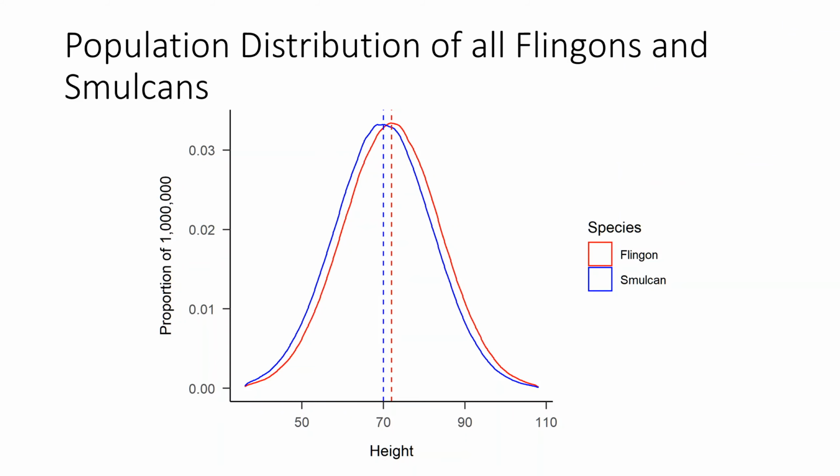We can actually visualize this with a graph. This is what's known as a density plot. We don't need to know too much about the technicality of what this plot is doing. All we really need to know is that where each curve is taller, that means there's more of each species around that height. Here we see the blue line, which represents Smolkans, peaks at 70 inches, and this is the mean height of all Smolkans. And then we see the red line peaks at 72 inches, and this is the mean height of all Klingons. The dashed lines, which again represent these means, cross right around the peaks of these curves.